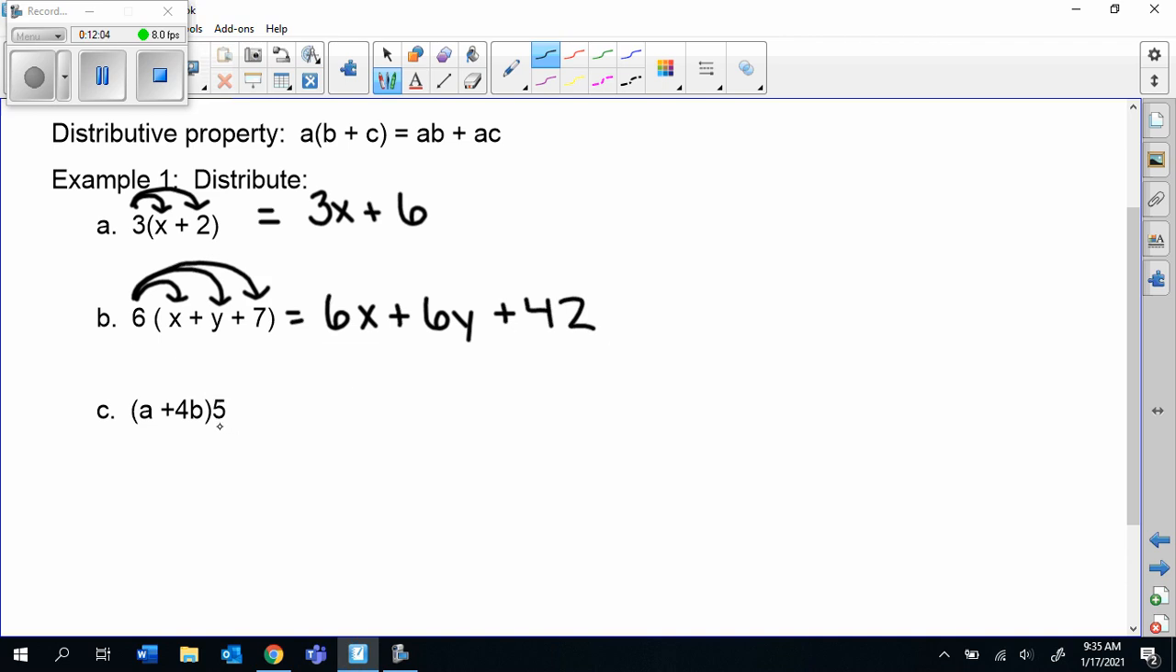Typically, and if you feel this way, I agree with you, I don't like it when the number is in the back. It kind of doesn't look as neat. But if there is a number in the back of a set of parentheses, nothing changes. You still have to multiply it through. You can always choose to rewrite it before you do that. The answer will be the same. But either way you do that, you're going to get 5a plus 20b.